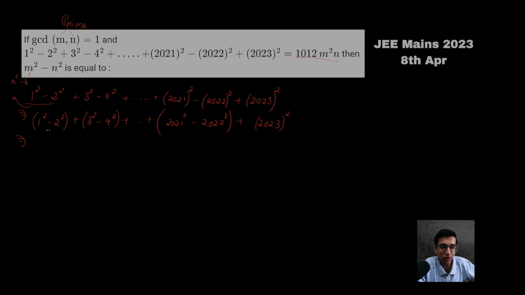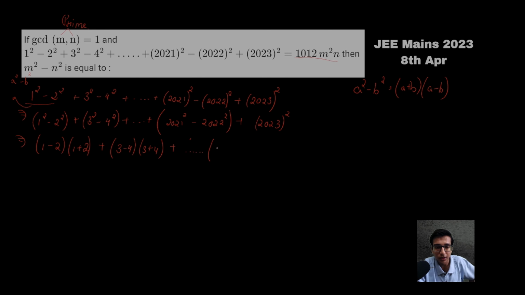So now we can write all of this as, since we know that the formula of a square minus b square is a plus b into a minus b, so we can write this as 1 minus 2 into 1 plus 2. Same for this equation, 3 minus 4 into 3 plus 4. Same for all of the terms and for this equation, this number as well, 2021 minus 2022 into 2021 plus 2022. Plus 2023 remains as it is, the way it was.